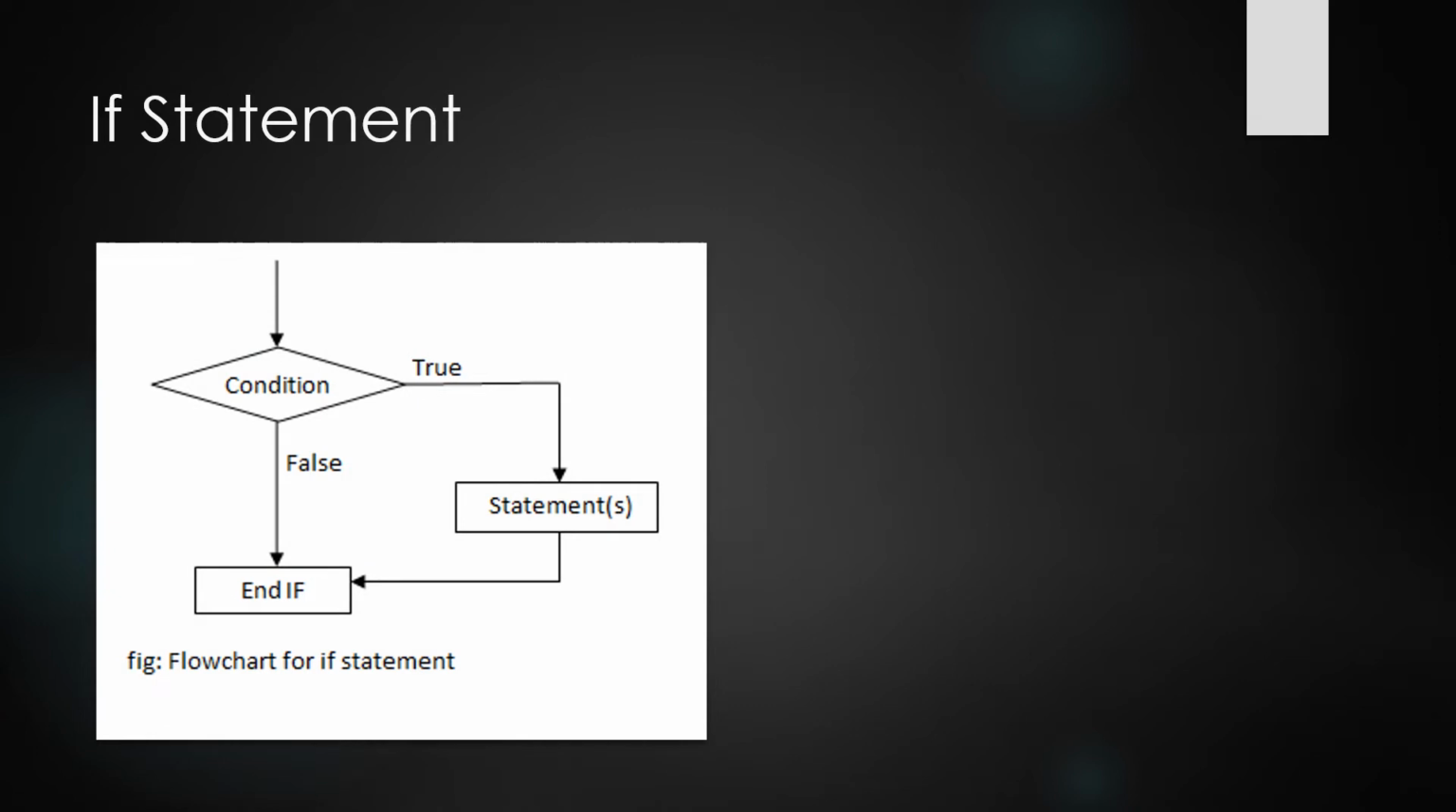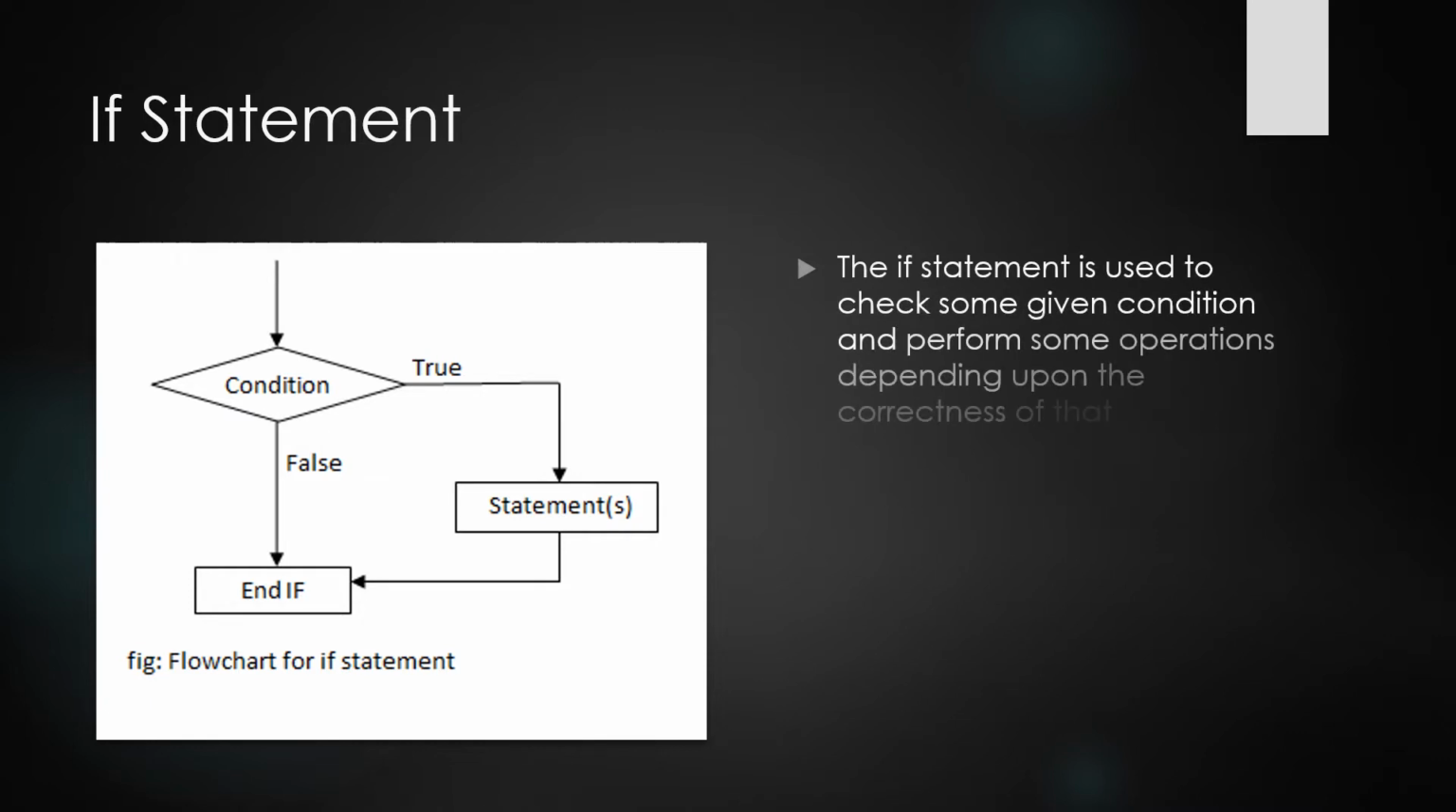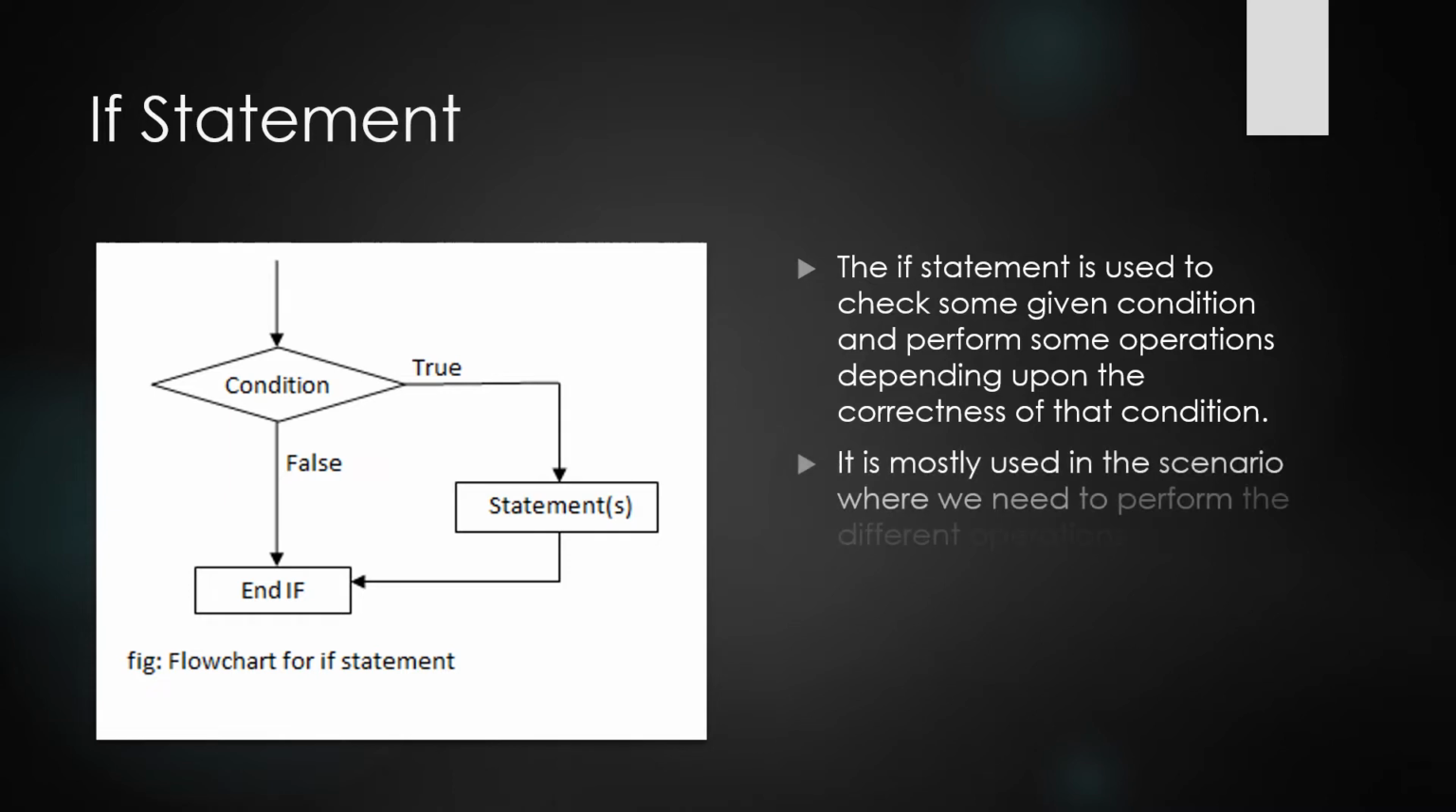The diagram represents the functioning of if statement. The if statement is used to check some given condition and perform some operations depending upon the correctness of that condition. It is mostly used in scenarios where we need to perform different operations for different conditions.